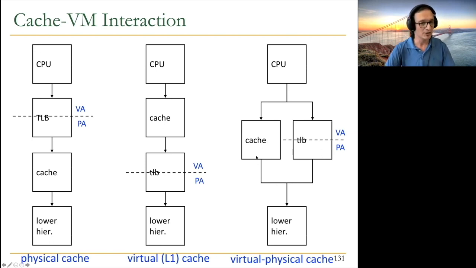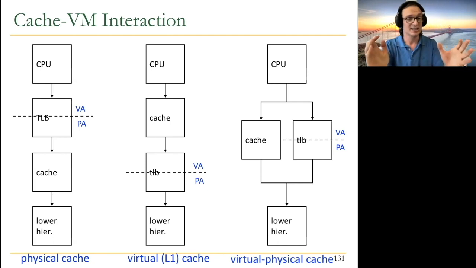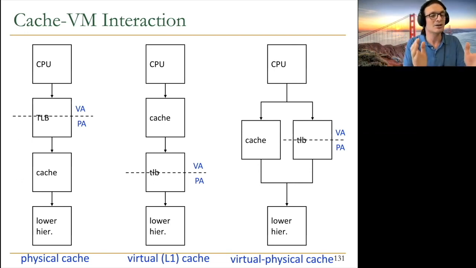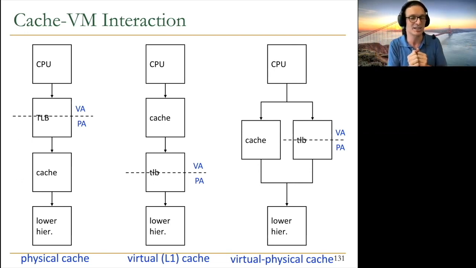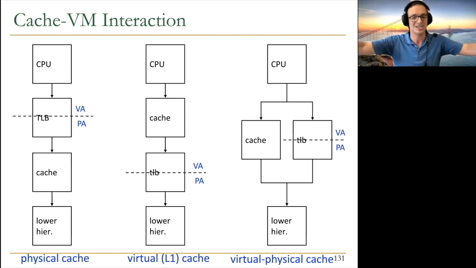Now, for this to work, you need to design your cache carefully such that the index, the virtual index, doesn't change during translation. So you should really not index the cache using part of the address that's going to change using the translation. Otherwise, you may actually map two different virtual addresses that map to the same physical location to different locations in the cache.